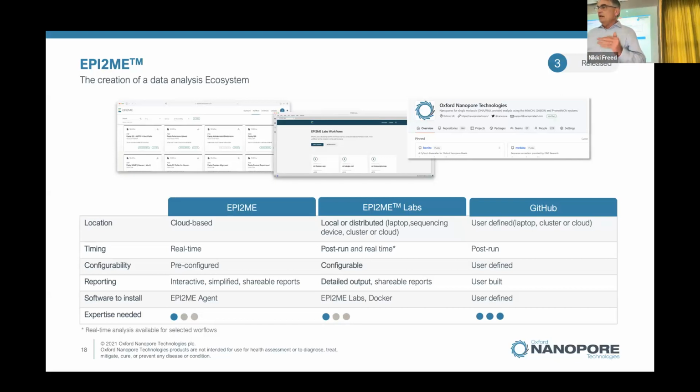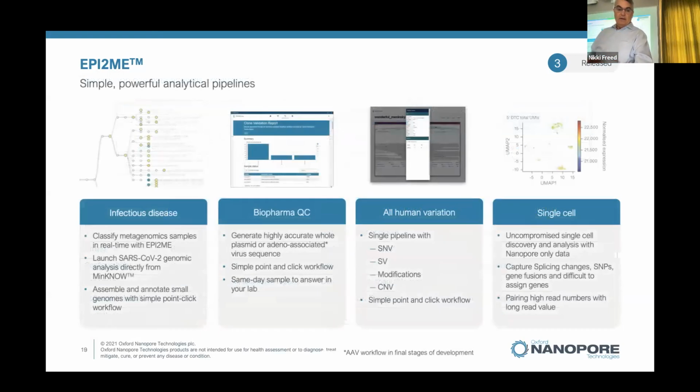So Epitome is a cloud-based analysis environment that we've created. It's pre-configured, so we've chosen the tools that are embedded in there. It doesn't require command line. And we're slowly filling out the workflows that are available for ease of use. So in the next slide, I'll put it up here now.